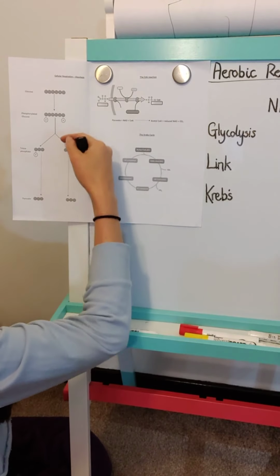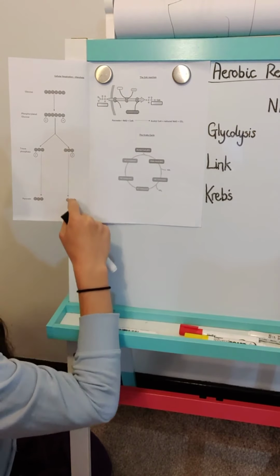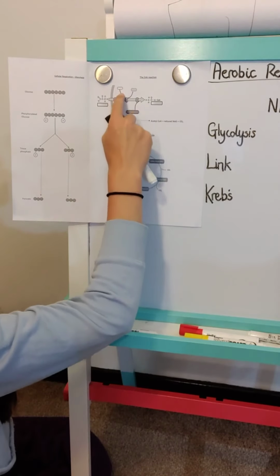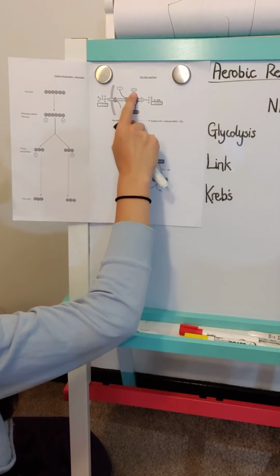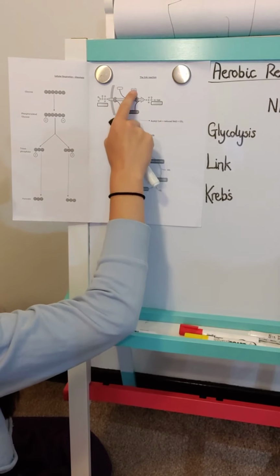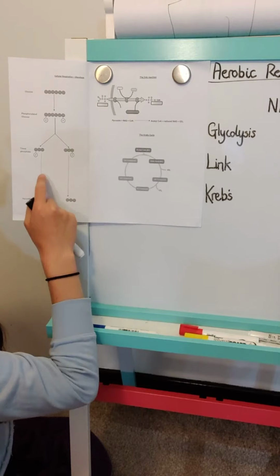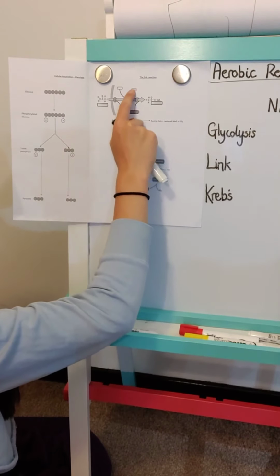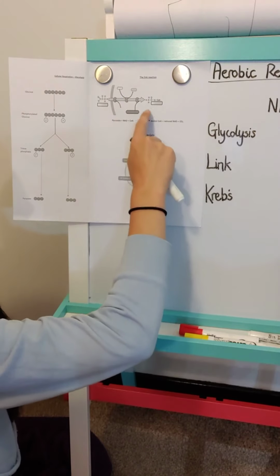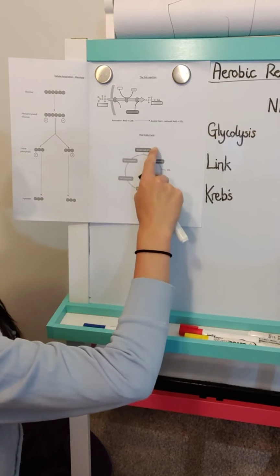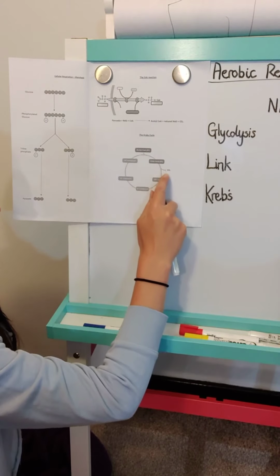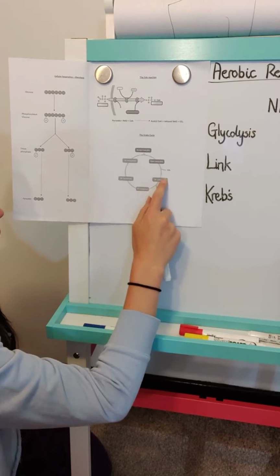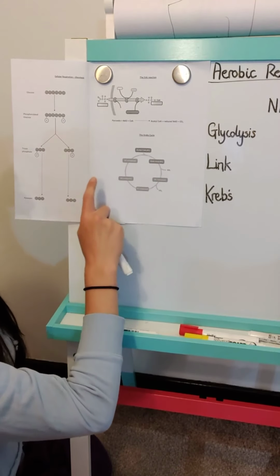There were two NAD that were reduced in glycolysis. Then one that is reduced in the link reaction, this one here. So we've got reduced NAD here and here, and then reduced NAD being formed there. Then in the Krebs cycle, we have reduced NAD being formed when we had NAD, NAD, FAD, NAD. So 1, 2, 3 there.